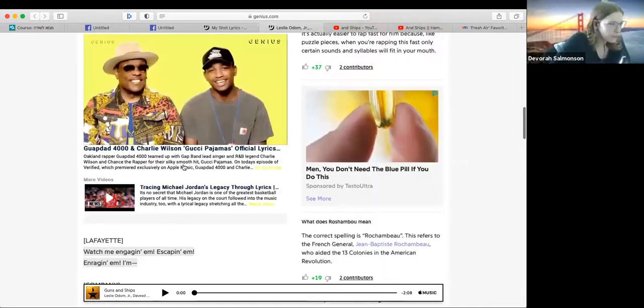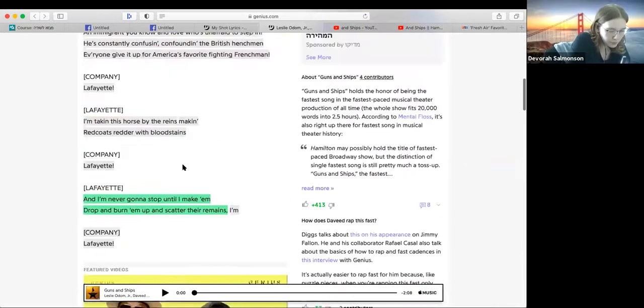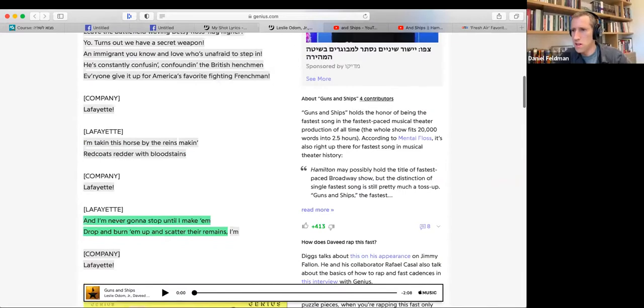So you do have these links on the page. Here it is: he's constantly confusing, confounding the British henchman. That is a classic example of consonant repetition. Alliteration generally is at the beginning of a word. There's technically a different term, consonance, when it is the repetition of consonant clusters in the middle of a word. But to make it easy, it is alliteration.